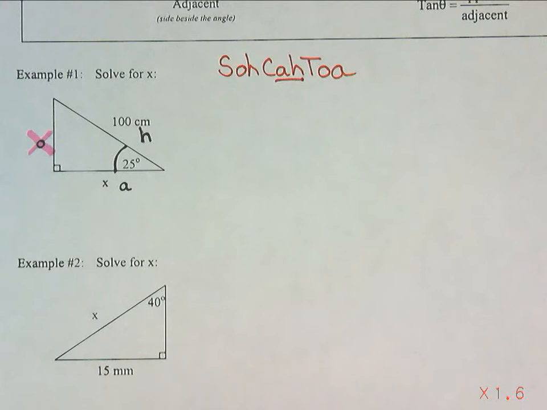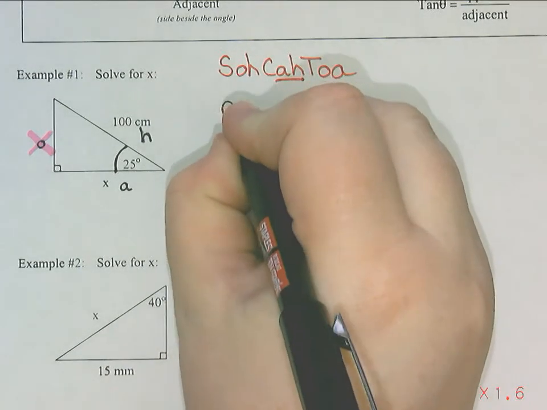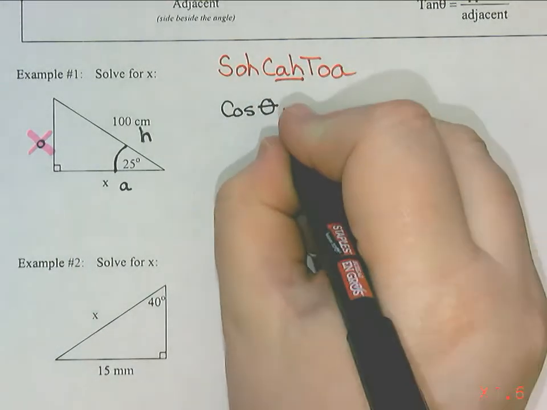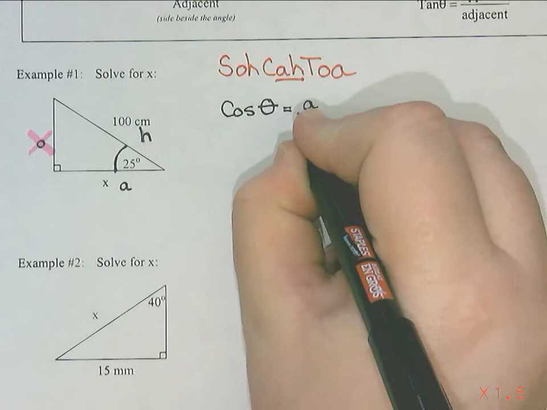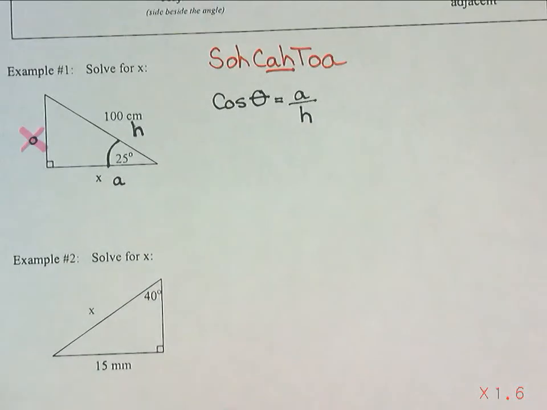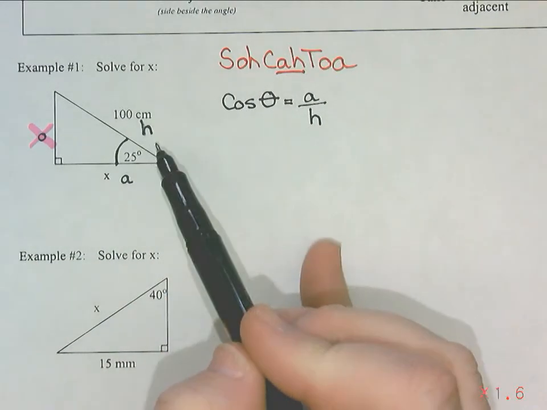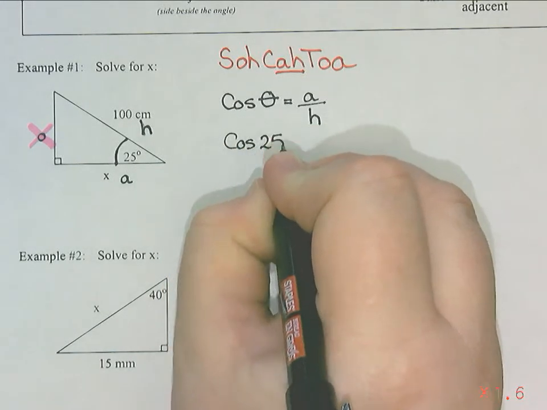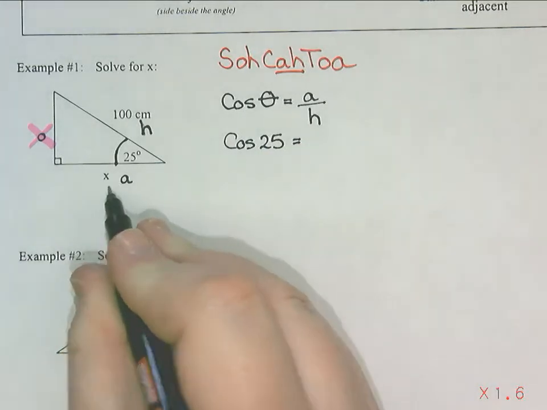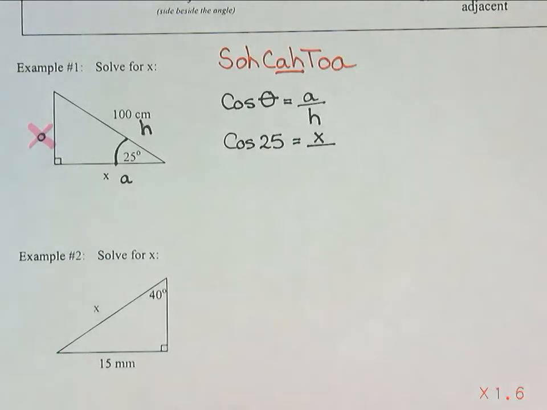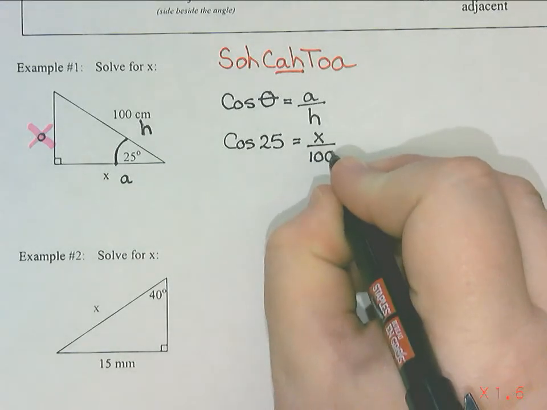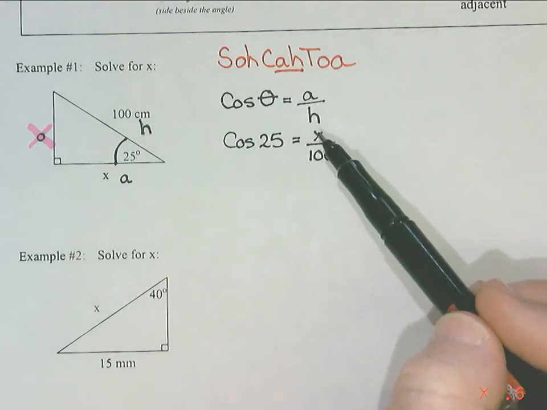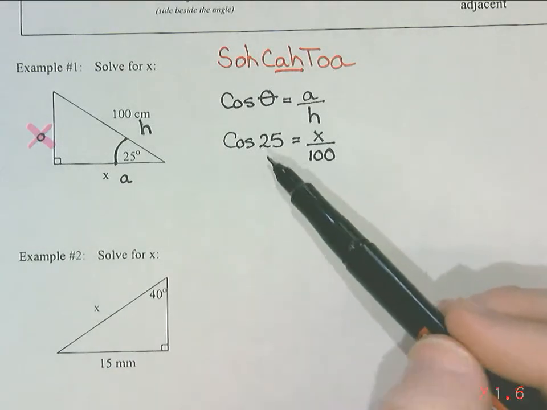So I'm going to start by writing down my formula. Cosine of the angle, I'm going to use the letter theta for the angle, is equal to the adjacent side divided by the hypotenuse. So cosine of my angle, cosine of 25, equals the adjacent side, which is x, divided by the hypotenuse, which is 100. To solve for x, I need to get it by itself, so I want to find a way to take that 100 to the other side.